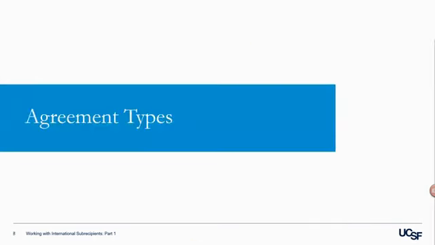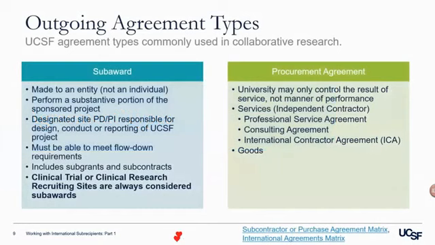So next we're going to go into agreement types, because it's important to know your agreement types, to be able to identify different agreement types. What we're focusing on in the next slide would be subawards and procurement agreements. So though our focus is on subawards, we need to be able to distinguish them from other types of agreements. So let's take a look at subawards and procurement agreements. We have extracted this information from the subcontractor or purchase agreement matrix, which is posted on the OSR public site.